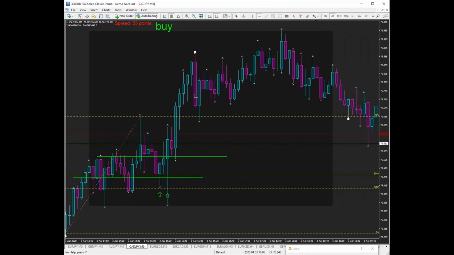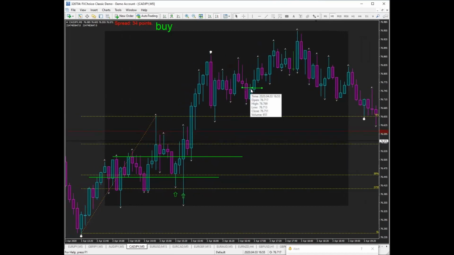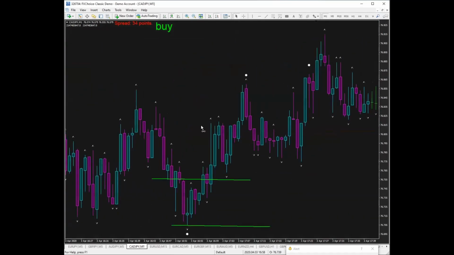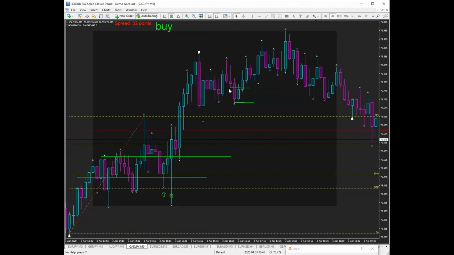So 1, 2, 3, no close under it. 1, 2, 3, no close under. 1, 2, 3, there's a close under, right? So you go to the bottom of this, you go to 1 minute, there's no close under it. So you hold the trade.